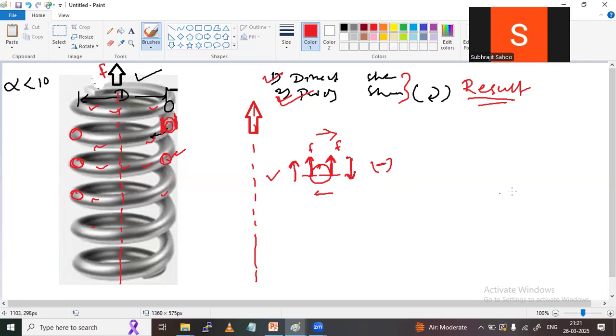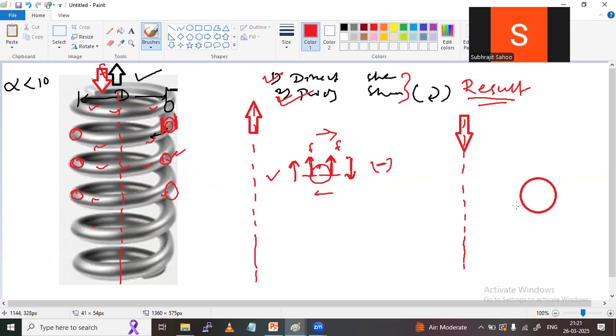The same thing you can find in the case of a compression spring also. Observe, the load is applied in the downward direction. So this is the cross section, and this is the axis. Suppose this is the axis again, and this time the load applied is not tension. A compression load is applied on the spring, like this. Compression load means it will be compressed.